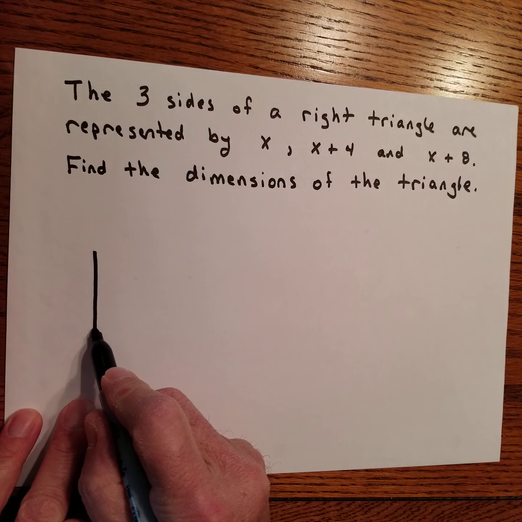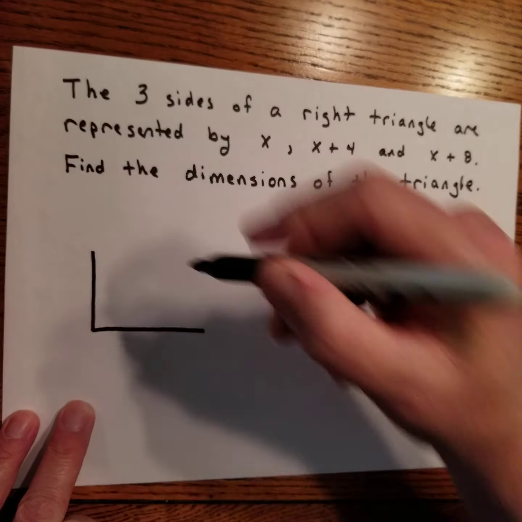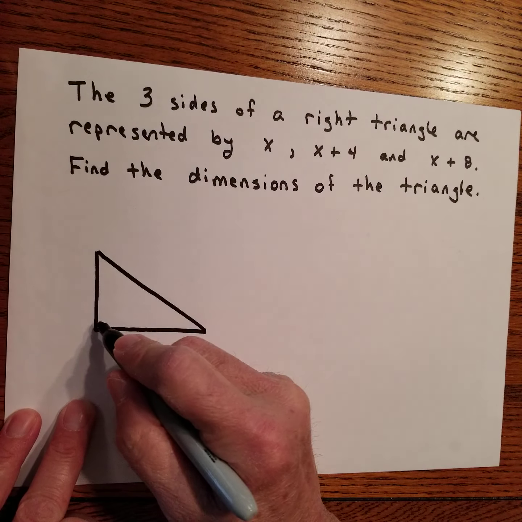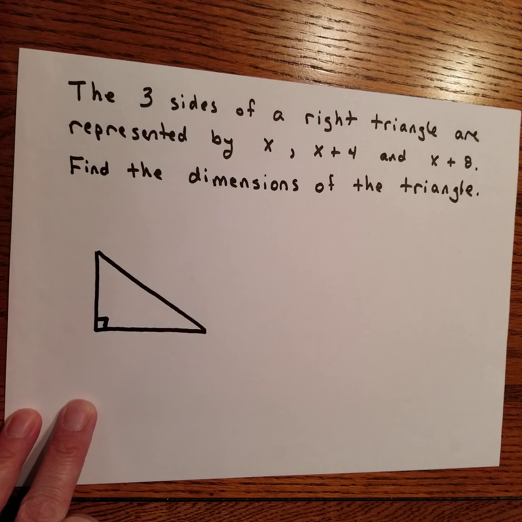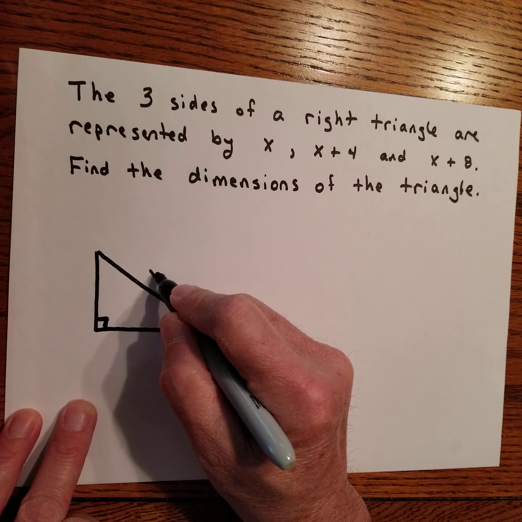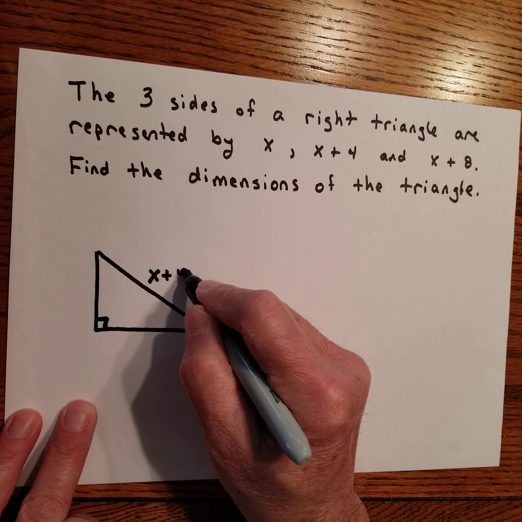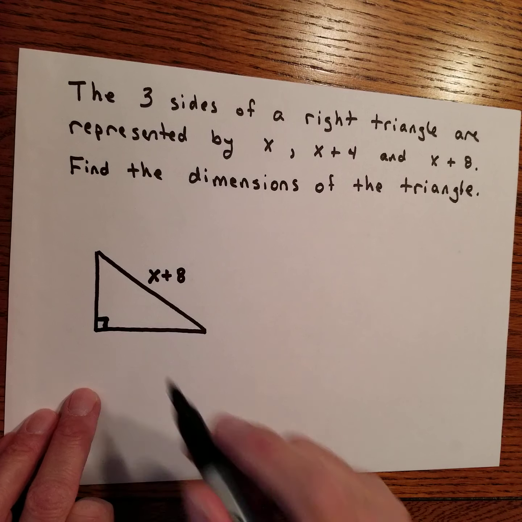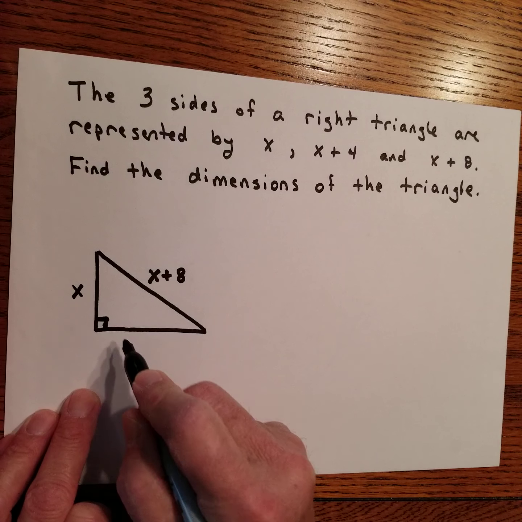Here's a nice right triangle. In order to be a right triangle, it must have a right angle. And the longest side must be across from the right angle. The other two sides are the legs.